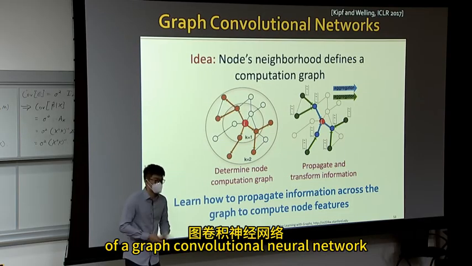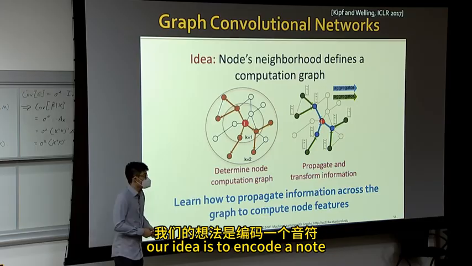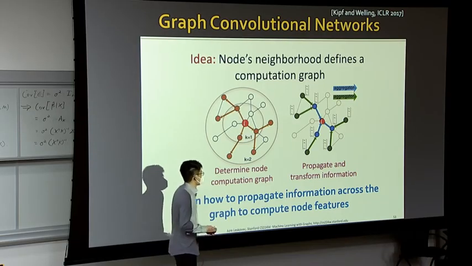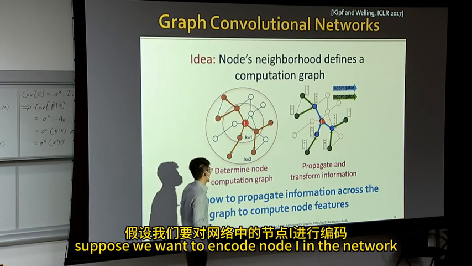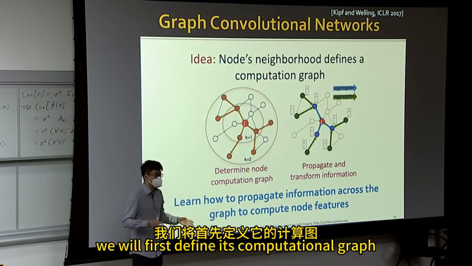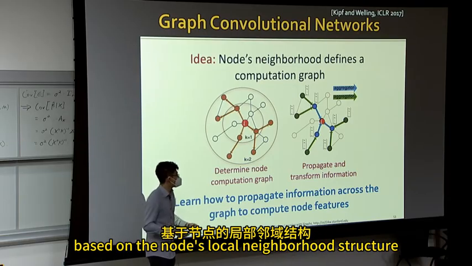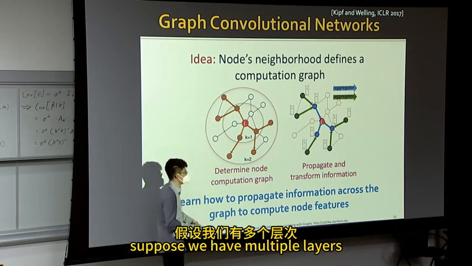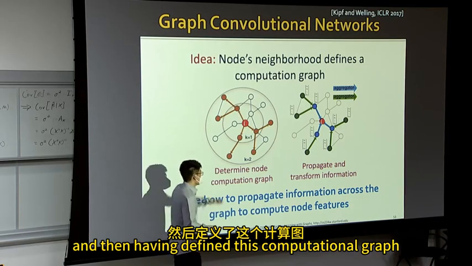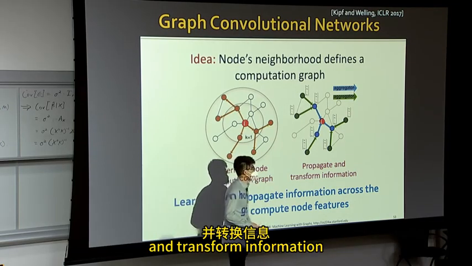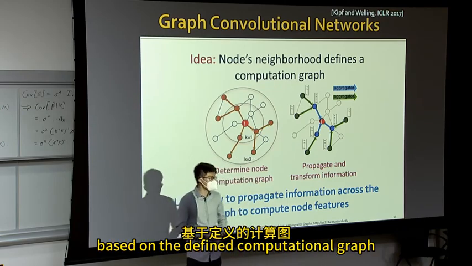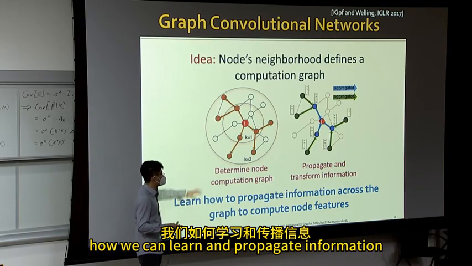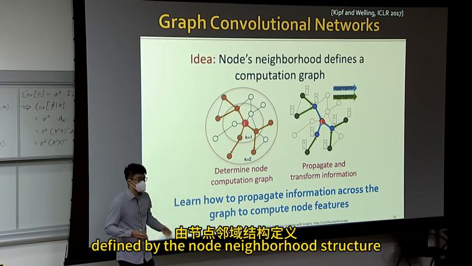So here's the idea of a graph convolutional neural network. Our idea is to encode a node based on its neighborhood structure. And we follow a two-step process. Suppose we want to encode a node i in the network. We will first define its computational graph based on the node's local neighborhood structure. So we will define it based on its one-hop neighbors and the neighbors of neighbors and so on, if we have multiple layers. Then, having defined this computational graph, we will propagate and transform information based on it. The key concept here is how we can learn and propagate information across the network defined by the node's neighborhood structure.